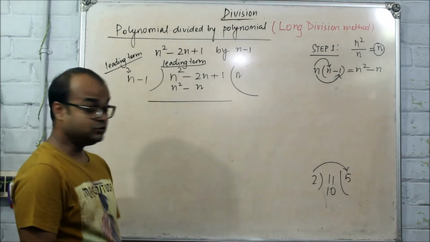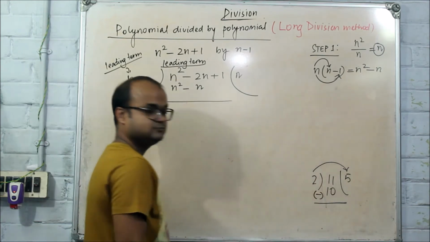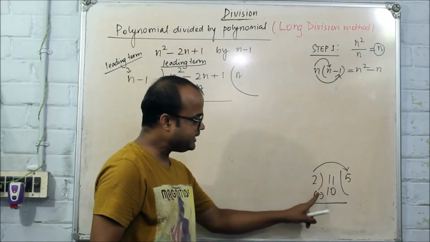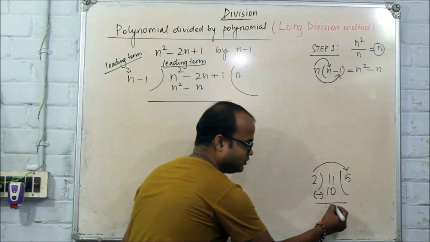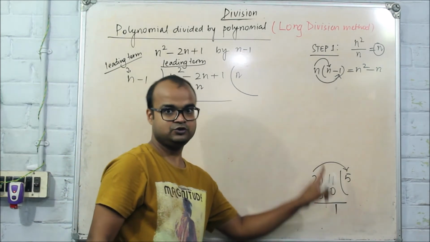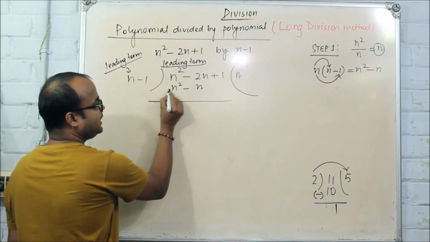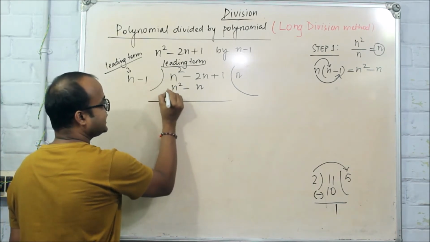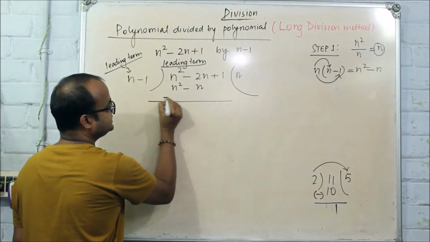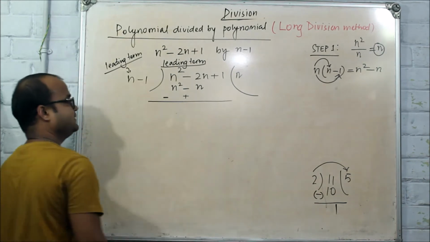Now next what will I do? We subtract. 11 minus 10 is equal to 1. You are subtracting. Same way we subtract. So this is a plus sign, so once you subtract, we write minus sign here. And this is minus sign, we write plus sign here. We change the sign of these terms.